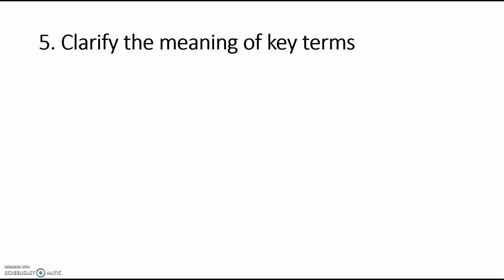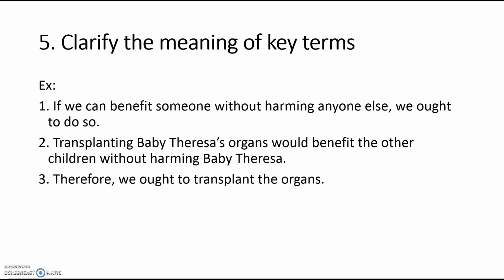Step 5, clarify the meaning of key terms. A lot of times there's going to be a key term in an argument that determines whether or not this argument is sound or not. Okay, so take this one for example. This is from James Rachels. If we can benefit someone without harming anyone else, we ought to do so. Transplanting baby Teresa's organs would benefit other children without harming baby Teresa. Therefore, we ought to transplant baby Teresa's organs.